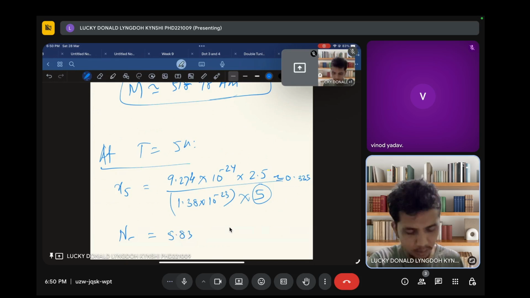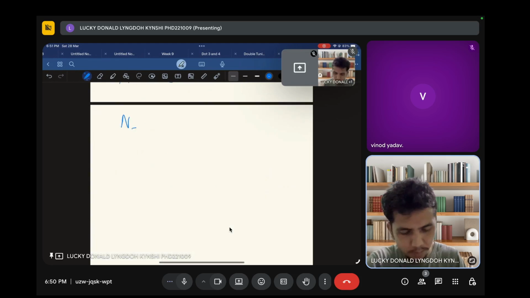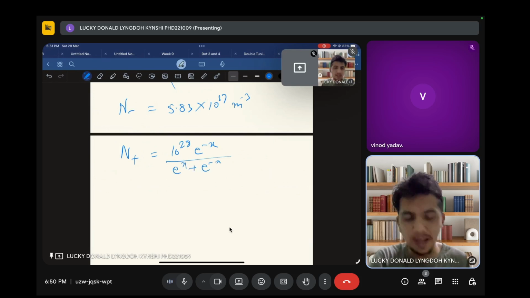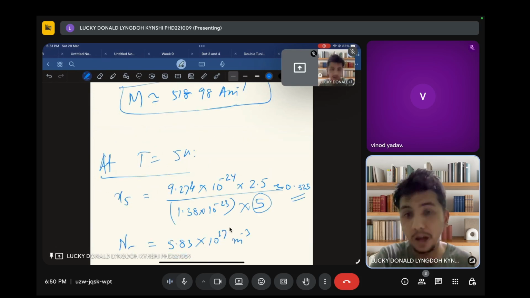I will not derive it, just substitute. You can substitute it. It's the same thing. 10 to the power 27 meter inverse. Similarly, n plus equal to, let's say, 10 to the power 28 e to the power minus x divided by e to the power of x plus e to the power minus x. Okay, this x here is the term coming from T equal to 5 Kelvin, because x at 300 Kelvin is different.